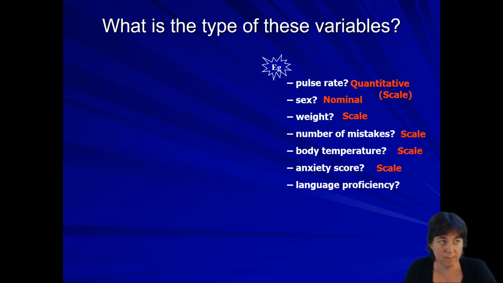Although here I'm talking about a total score. Let's say you had 15 questions for anxiety, each rated from 1 to 5. When you sum these up, you arrive at a beautiful scale type variable. Okay, then language proficiency is ordinal. Why? Because lower, middle, higher proficiency.